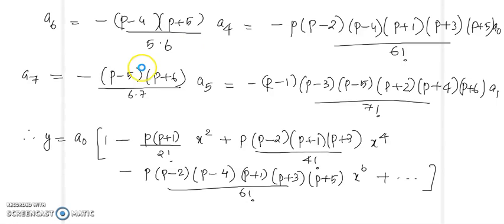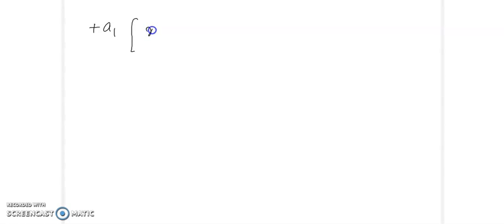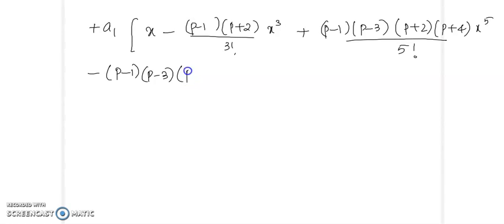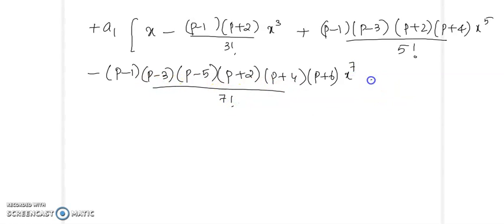The terms that come with a0 common are those, plus a1 into: first term is x, then minus (p-1)(p+2) x cubed by 3 factorial, then plus (p-1)(p-3)(p+2)(p+4) x to the power 5 by 5 factorial, then minus (p-1)(p-3)(p-5)(p+2)(p+4)(p+6) x raised to 7 by 7 factorial plus etc. So this is going to be our solution. This is the power series solution.